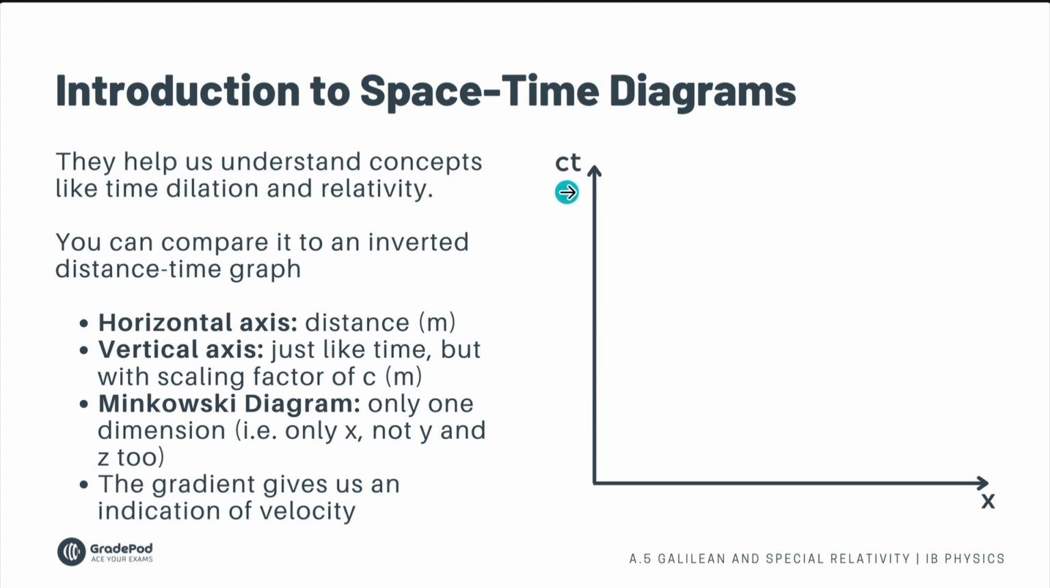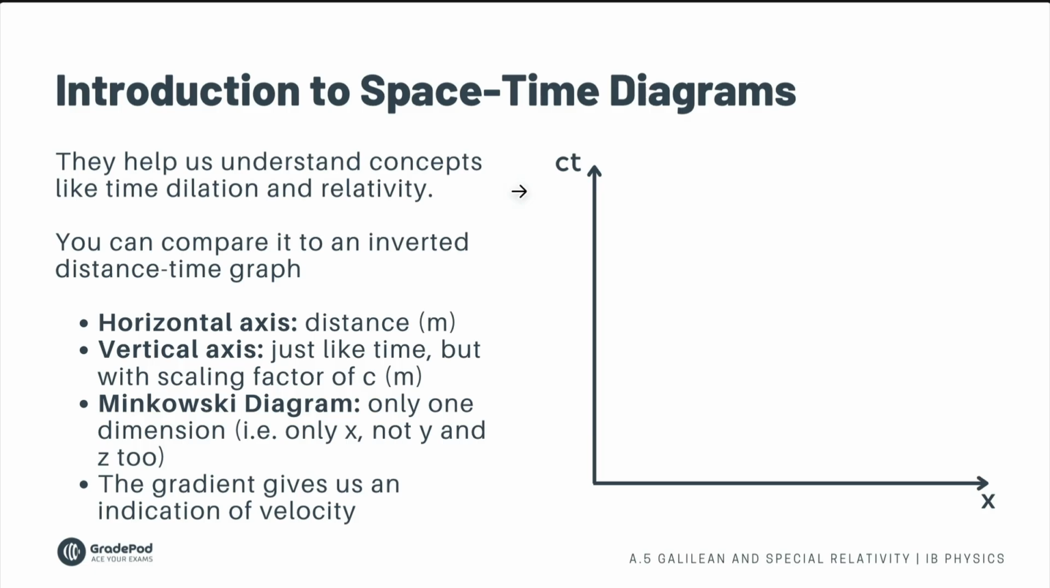Ct is basically a scaling factor for time. So it's a scaling factor that allows us to look at relativity for time. Now, because the units of speed times time is equal to distance, the units of this ct are meters, and the units of this axis here, which is distance, is meters as well. So they both have the same units, these axes, but we can compare it to an inverted distance-time graph, which means that if we look at the gradient of any of the lines on this space-time diagram, we can start to think about velocity and how we can find out velocities of frames of reference and objects that are travelling at relativistic speeds.